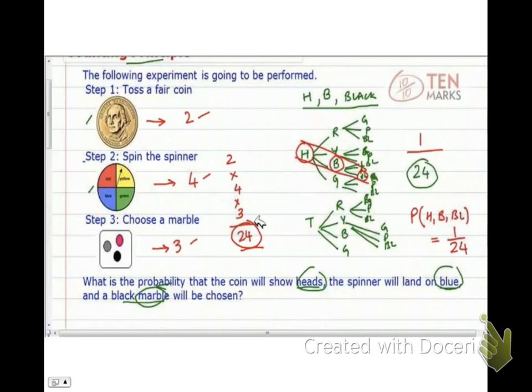So that's 24. Now, out of the 24 outcomes, how many events are favorable to us? Heads, blue, and black, which is 1 of the 24, right? So the probability is 1 over 24. That's the probability of the compound event that we were looking for.